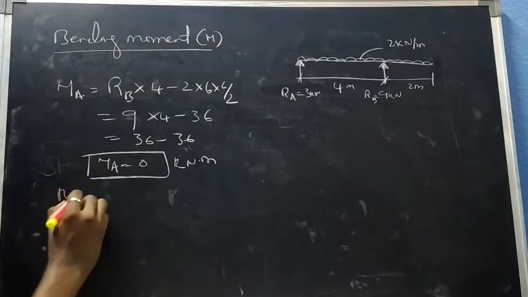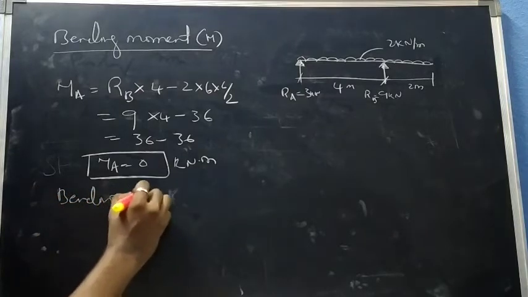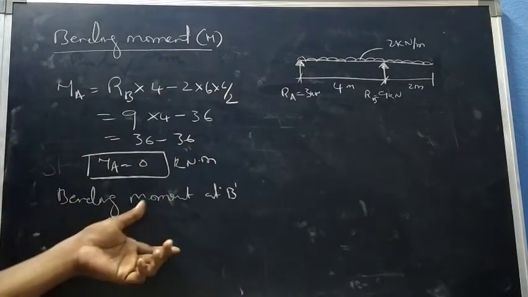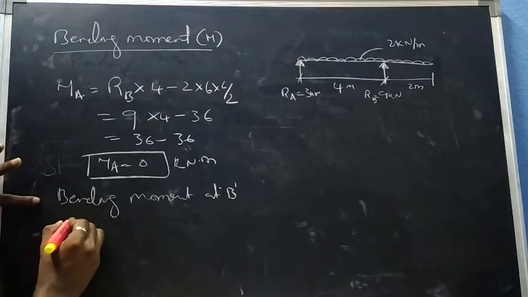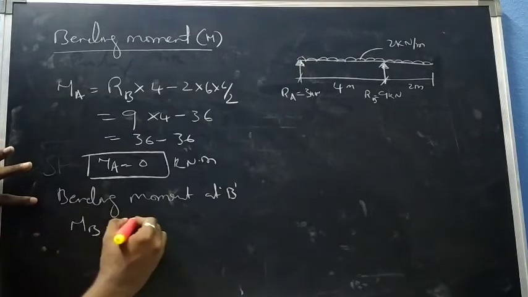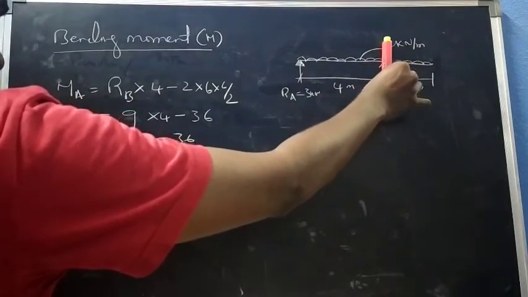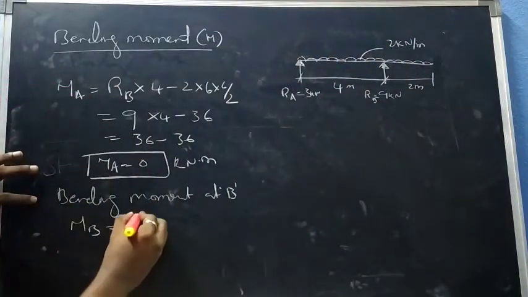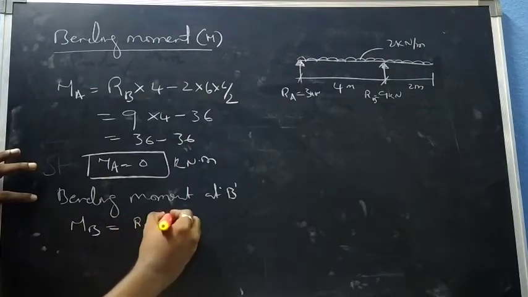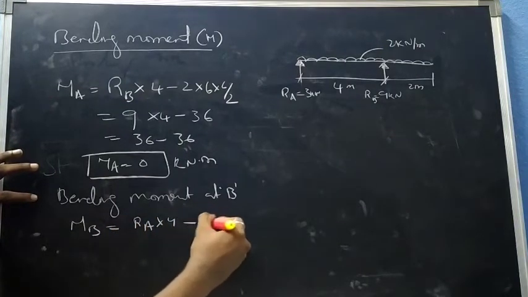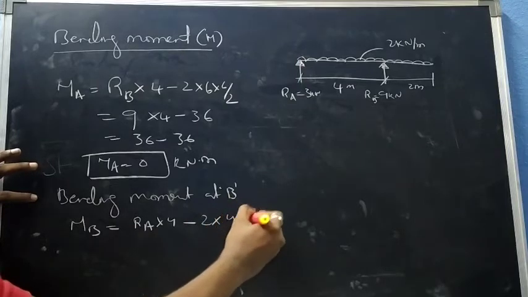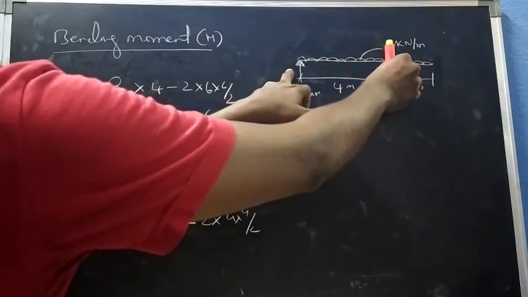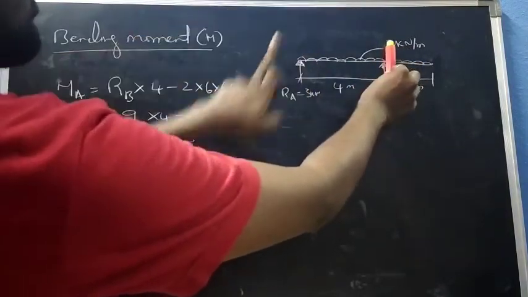Now bending moment at B. So MB equals, considering all the forces here, RA into 4 minus 2 into 4 into 4 by 2. Here I am taking this force, which will make the beam move in the upward direction.